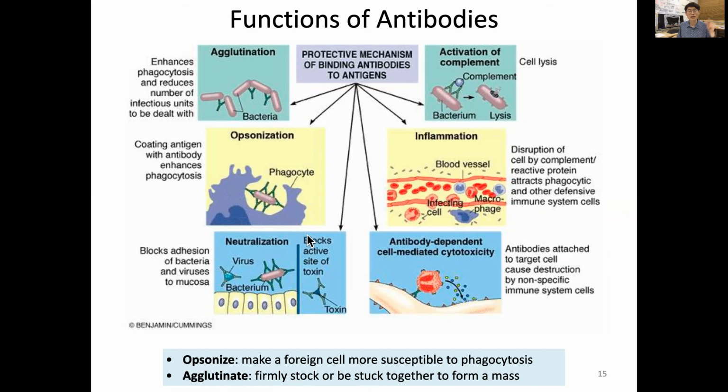And the antibody directly interacts with toxins or viruses or bacteria so that it can neutralize them, so that the bacteria and viruses cannot affect or enter our host cells. So it blocks active sites of the toxin.